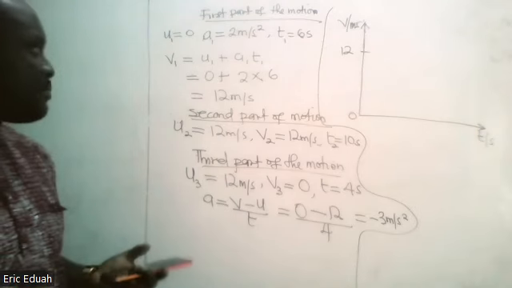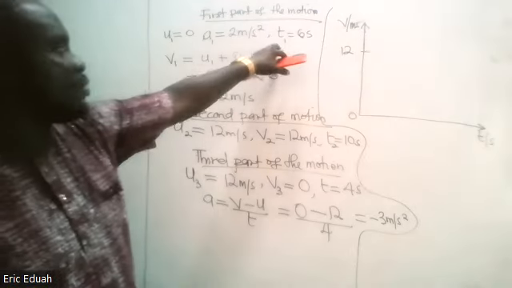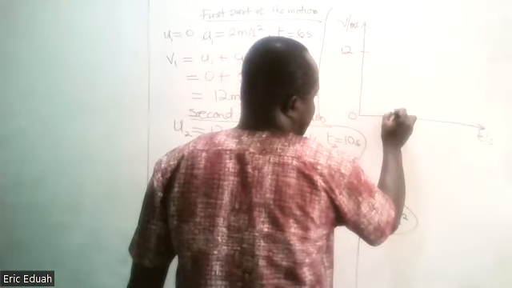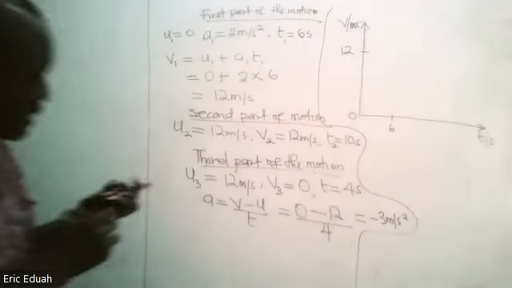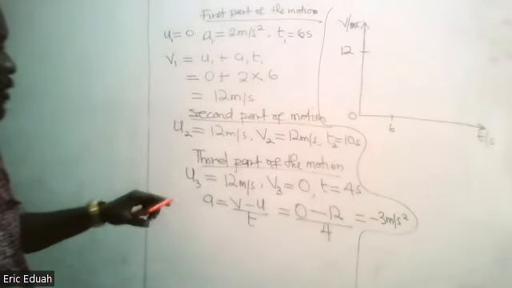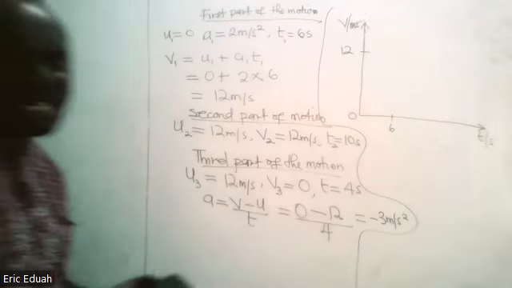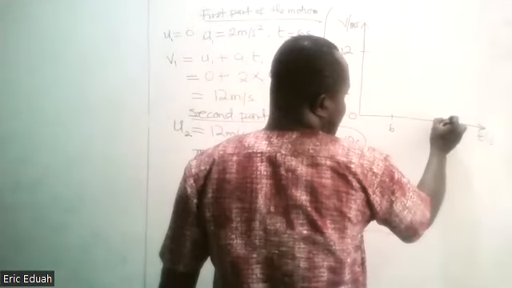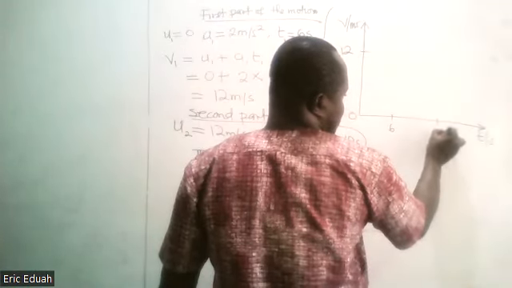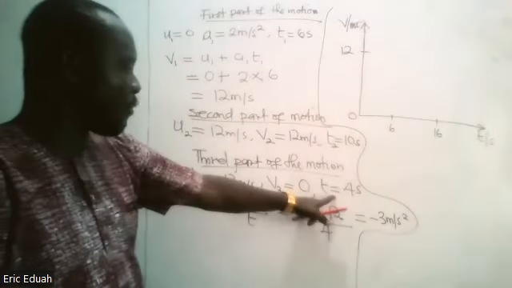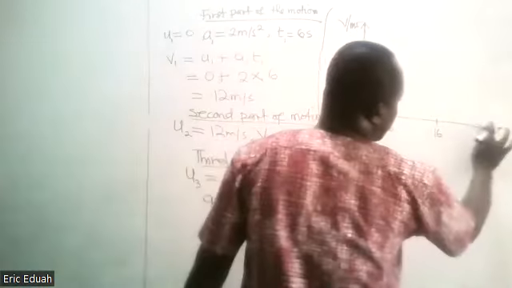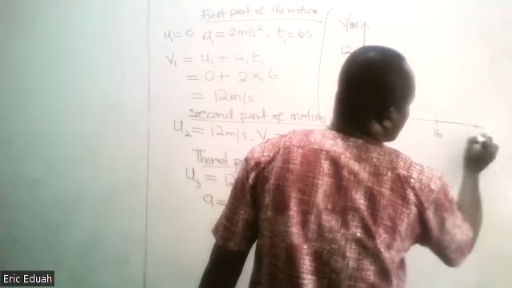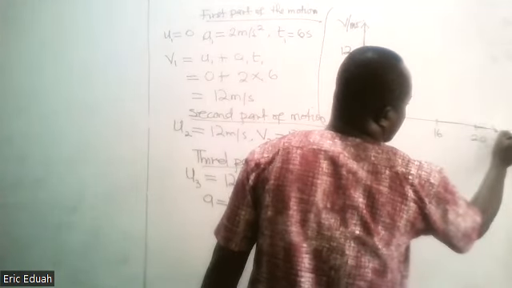Then when it comes to the time, the time associated with the first part of the motion is 6. The time associated with the second part of the motion is 10. And the time must be cumulative, so the next time will be 16. Then the next time is 4, so 16 plus 4 gives us 20. This is t in seconds.